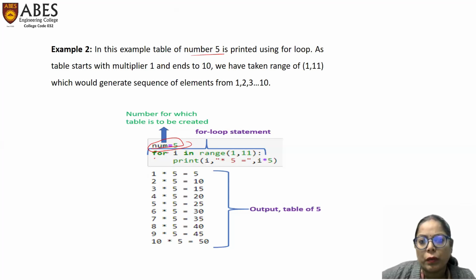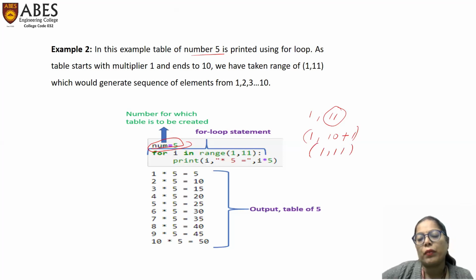So, for I in range. Now for is the keyword, I is your variable, and in range we are taking from 1 to 11. Why are we taking from 1 to 11? Because 11 is not included. We know that in range 11 is not included. But we want the table to go from 1 to 10. So we have taken 1, 11, so that we will have the values till 10 for the table.